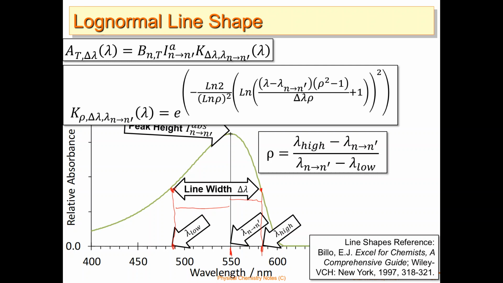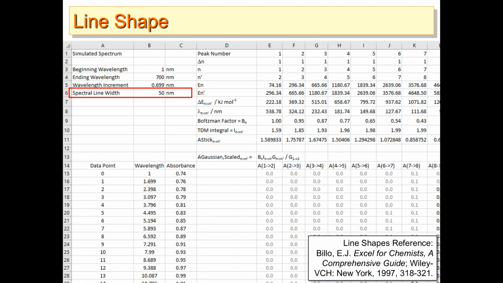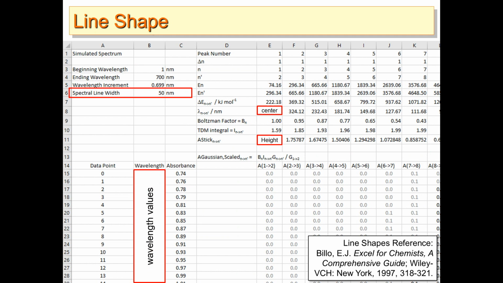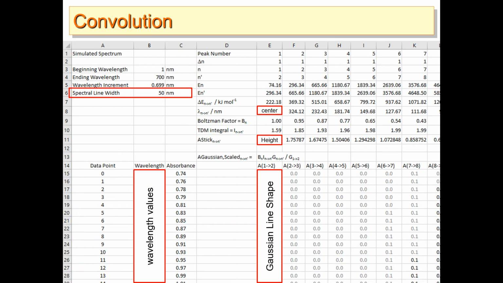Okay. And so that's what we do for this. We take that full width of half maximum, that spectral line width. We have the stick height. We have the center of the peak. And then we have the wavelength values for the spectrum. So that's the wavelength axis for our spectrum. And we compute this shape for every one of our transitions. And so this is called spectral convolution. Write that down. Spectral convolution. C-O-N-V-O-L-U-T-I-O-N. Convolution. It's actually up there on the slide now, up in the top left corner. Spectral convolution.